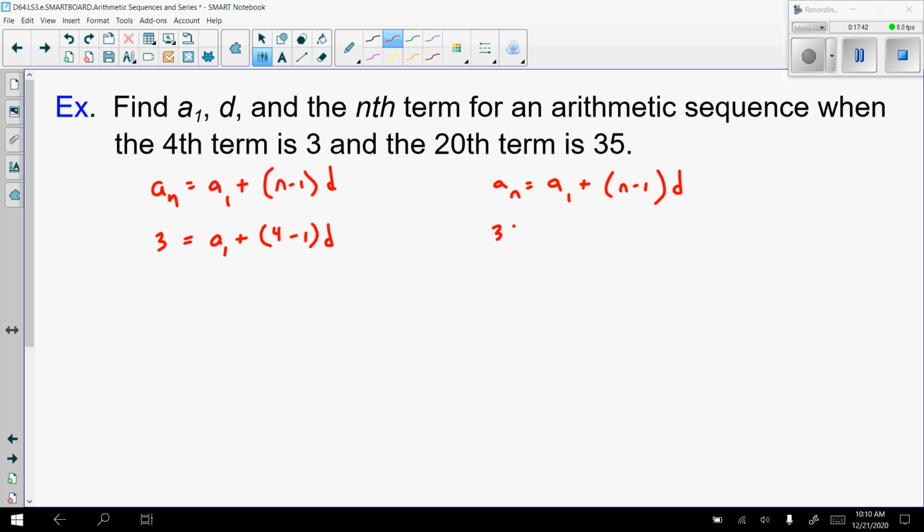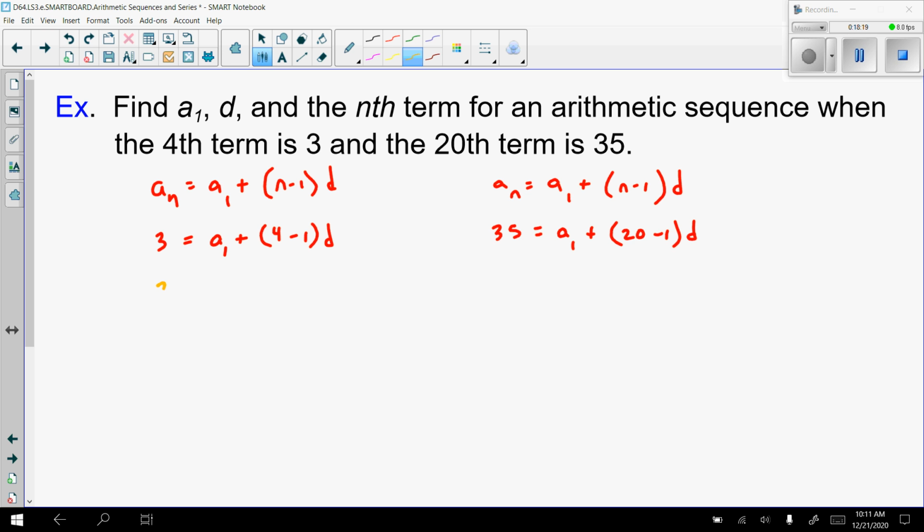So we know this is 35 equals a sub 1, I do not know that, plus the n. That tells me how many terms, and that's 20 terms minus 1. The d, though, is what I do not know. If you notice, I have two equations with two unknowns. The two unknowns are a sub 1 and d. And as long as I have two equations with two unknowns, I can solve them simultaneously. So that's what I will do. I will solve each of these equations for a sub 1 and then set them equal to each other.